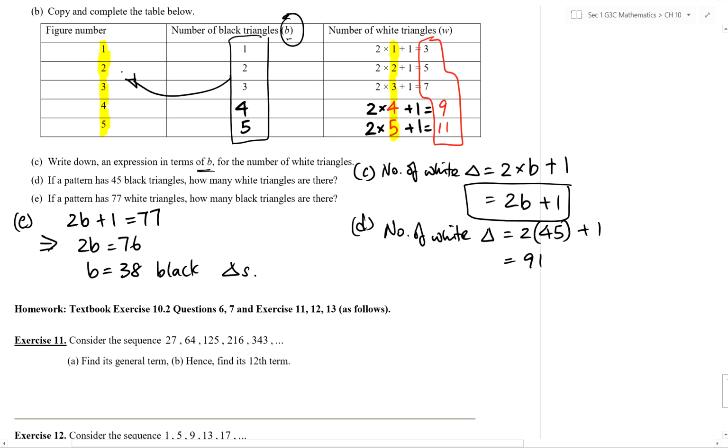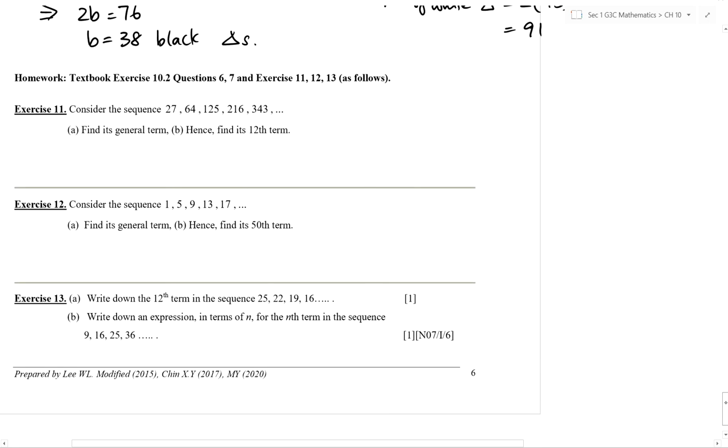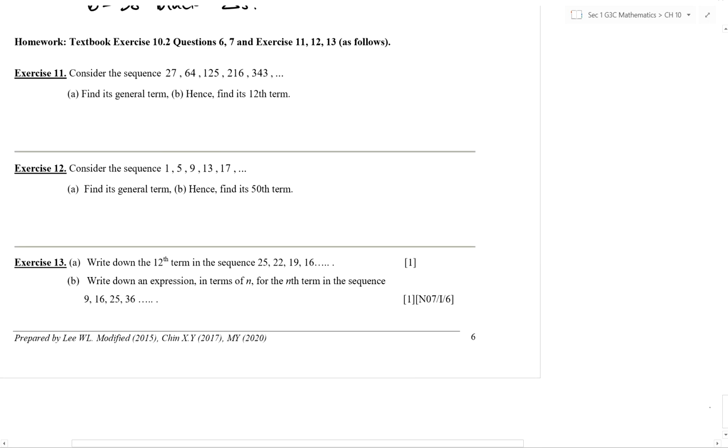So for the rest of this period, plus your homework for today, which is Thursday, please complete exercises 11 to 13.